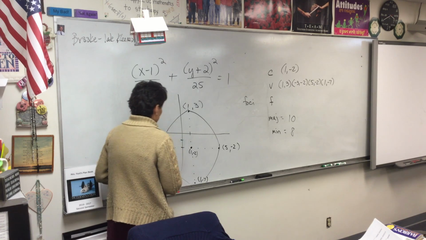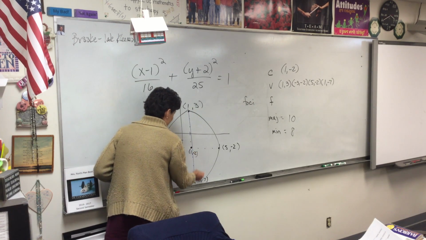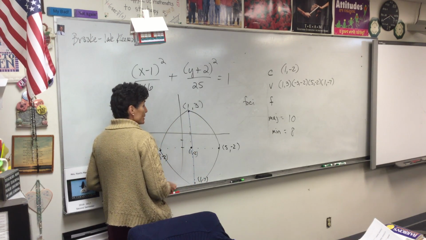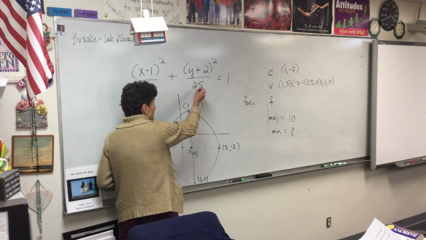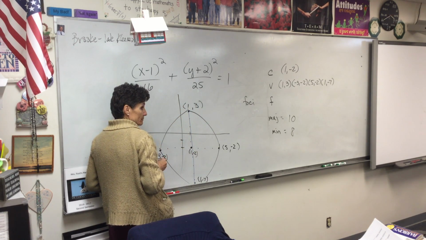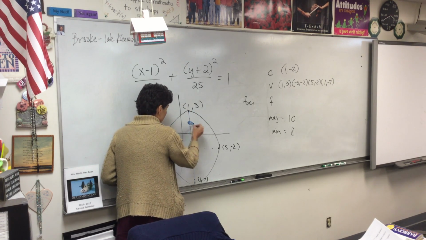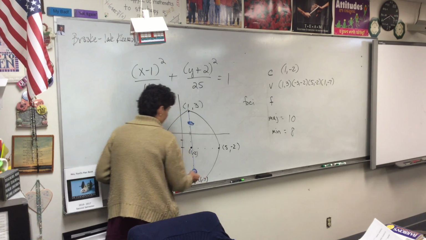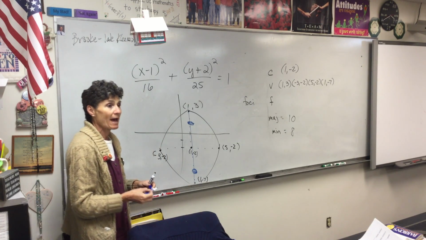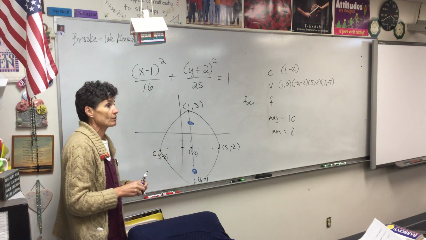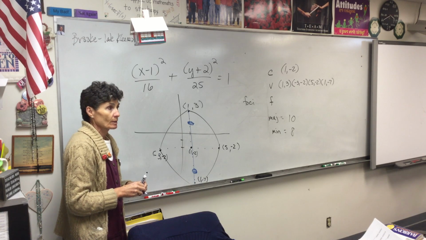Now, this is your major axis right here. We know it's up and down because the y number is bigger than the x number. So it's this way. Somewhere on there, and I have no idea where, and I'm not grading your picture, so it doesn't matter, somewhere on there are the focus points. Okay?